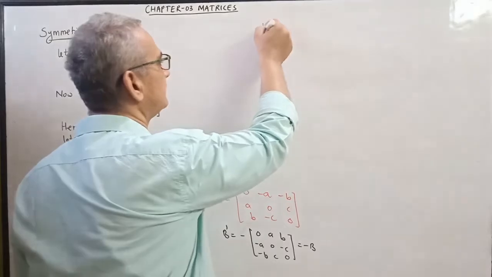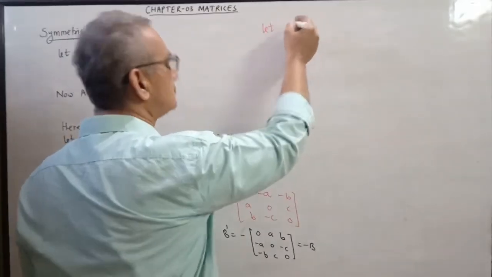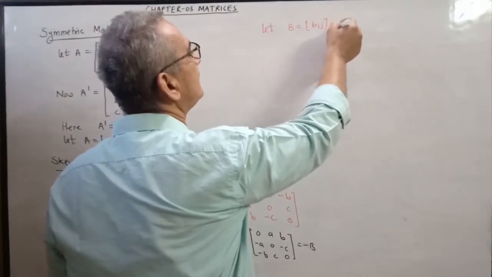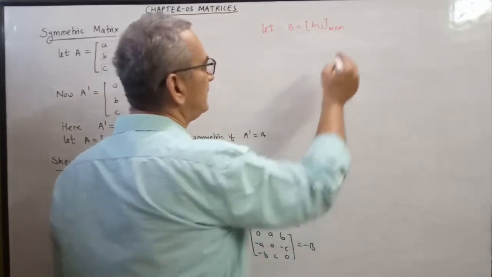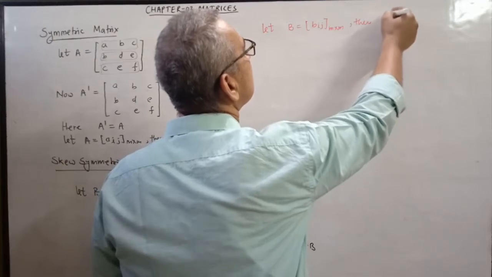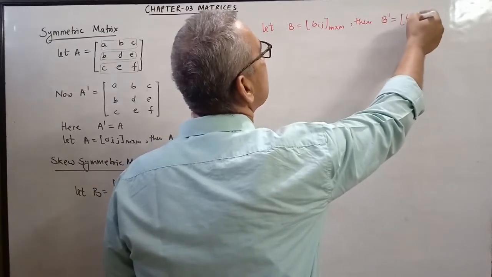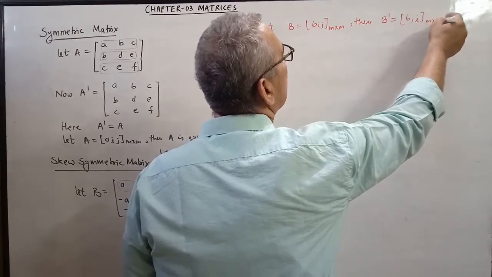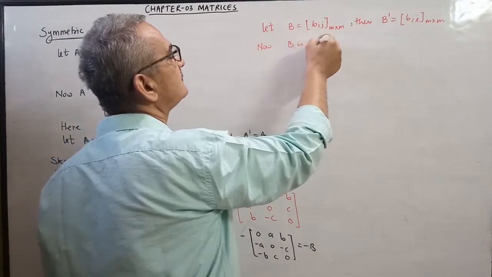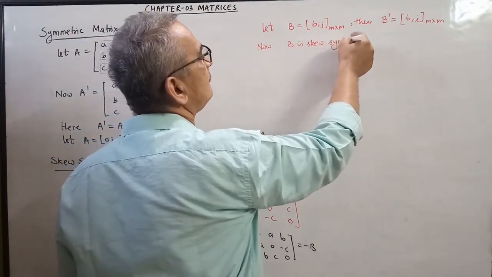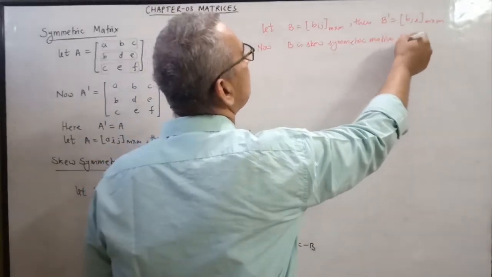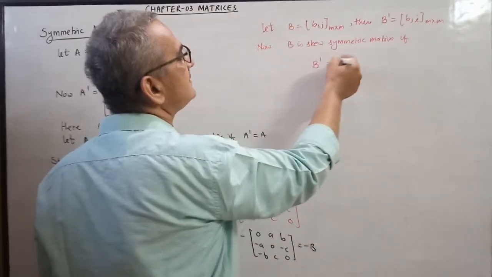So here we will take, suppose, matrix B is equal to Bij of order m by m, it is a square matrix of order m. Then what will be B dash? Then B dash will be Bji of order m by m. Now this B is skew symmetric when it will be a skew symmetric matrix if B dash is equal to minus B.